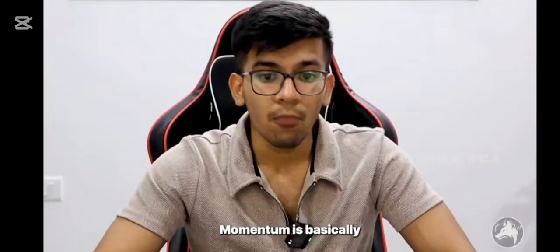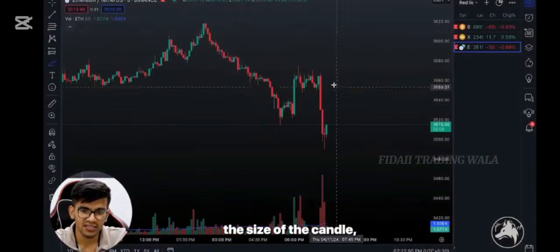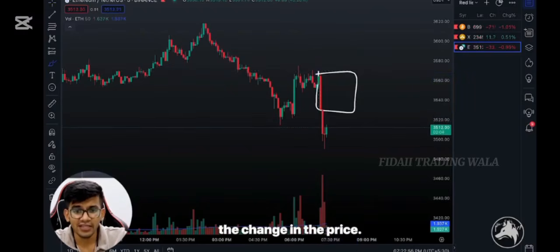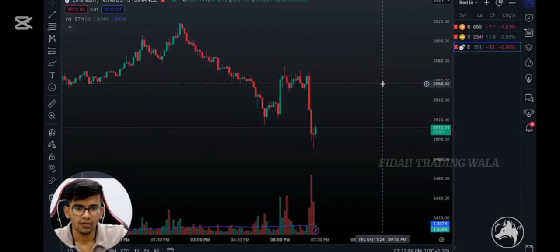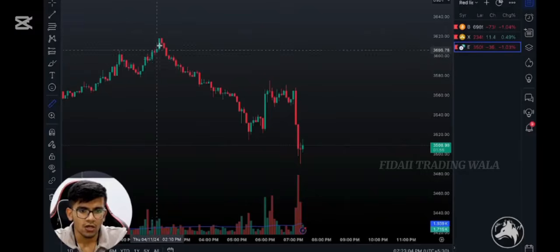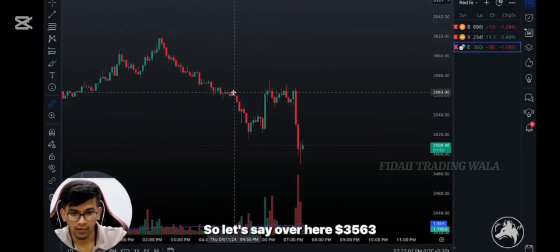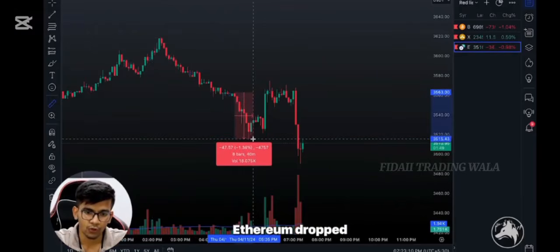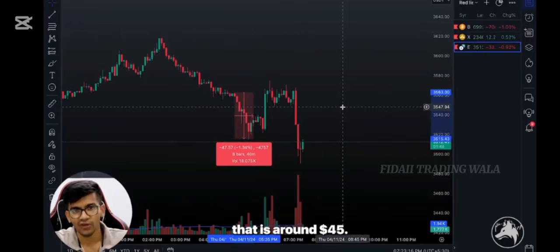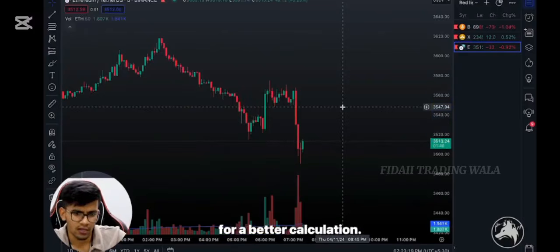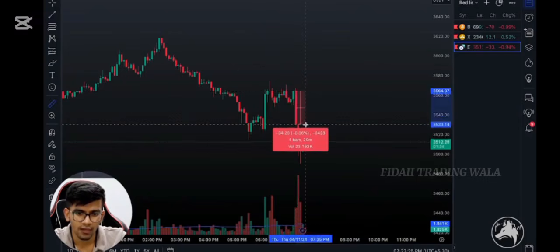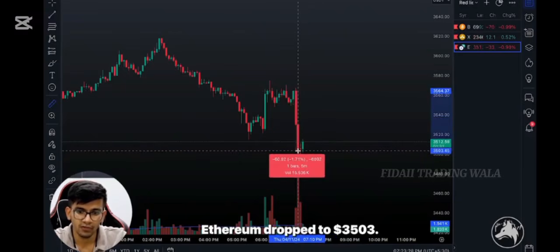Now, let's talk about momentum. Momentum is basically the size of the candle, the distance traveled, the change in the price. So I want to take an example. So let's say over here 3563 Ethereum dropped till 3515. That is, let's assume that is around $45. Let's assume that's $40 for a better calculation. Then from here, once again 3564, Ethereum dropped to 3503.